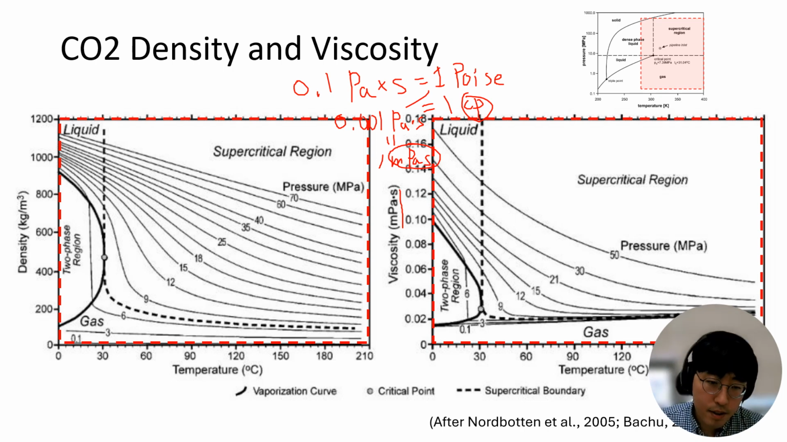And as a reference, water at room temperature has about 1 centipoise viscosity. So anything below 1 means it's less viscous than water, and anything more than 1 centipoise means it's thicker than water as a fluid.